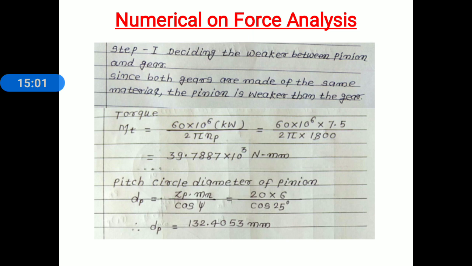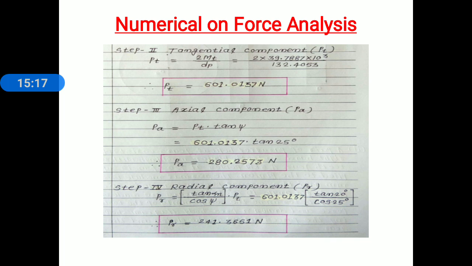20 number of teeth into 6 normal module divided by cos 25. 25 is the helix angle. Simplify, we get the pitch circle diameter of pinion 132.4053 millimeter. This is the first step. Now move toward the second step. Step number 2, tangential component.